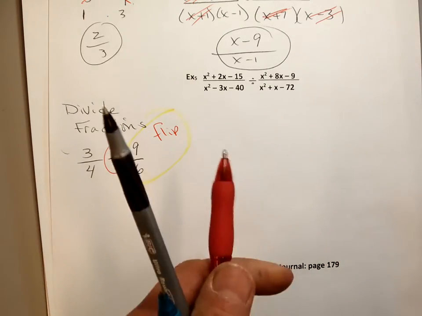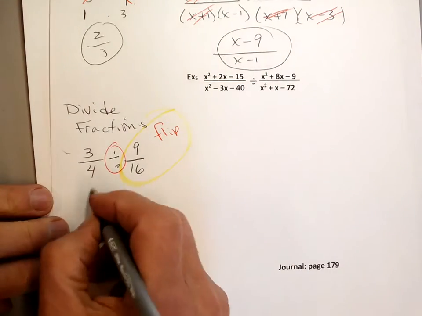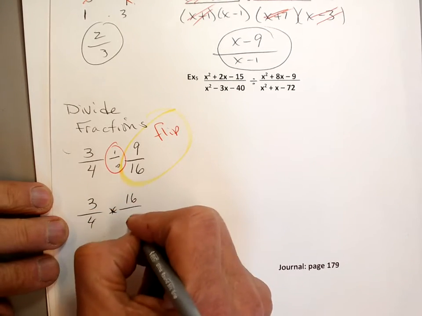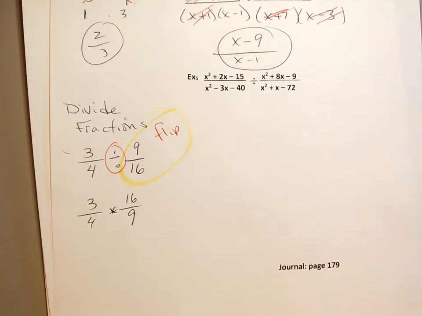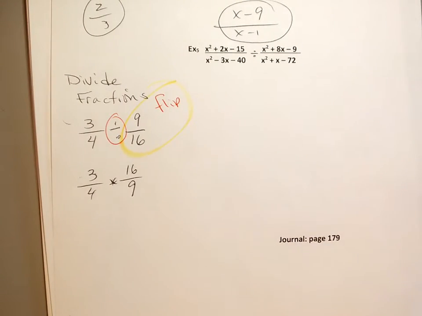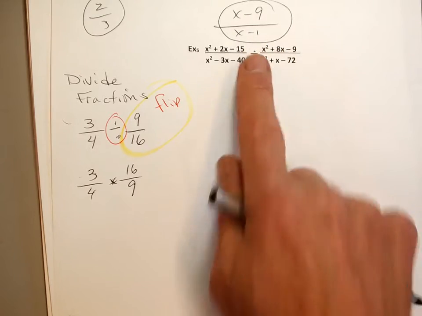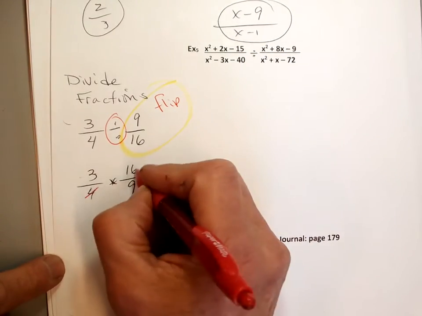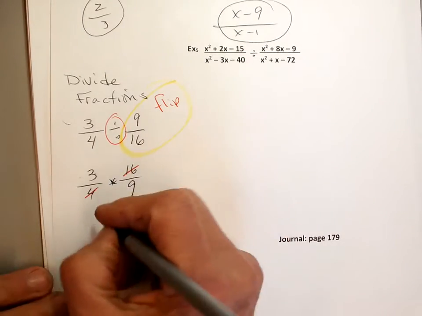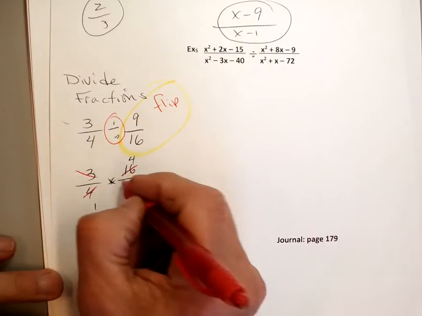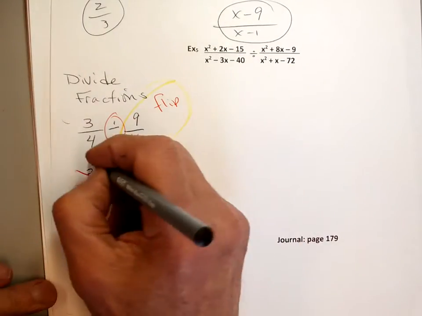Rewrite this as 3/4 times 16/9. And again, I could multiply straight across, but I'm going to reduce first. Just like I'll do the same thing here, I'll reduce. So let's reduce. Cross reduce. So 4 and 16 is going to make a 1 and a 4, right? And a 3 and a 9 is going to make a 1 and a 3.